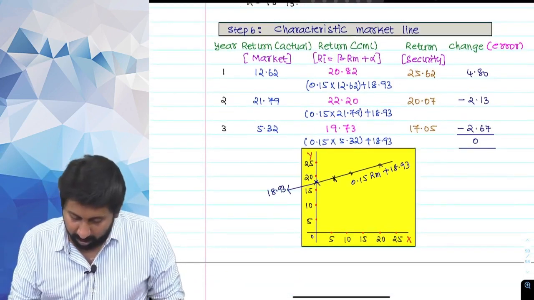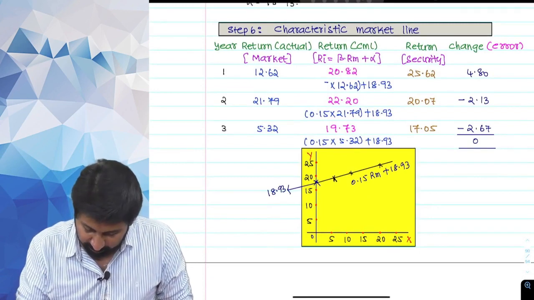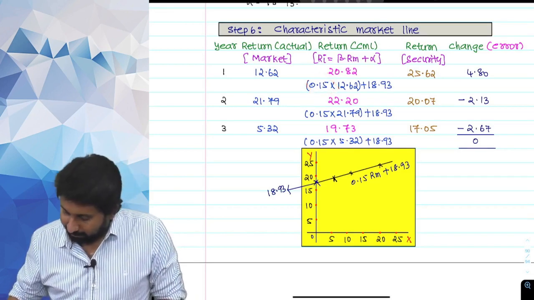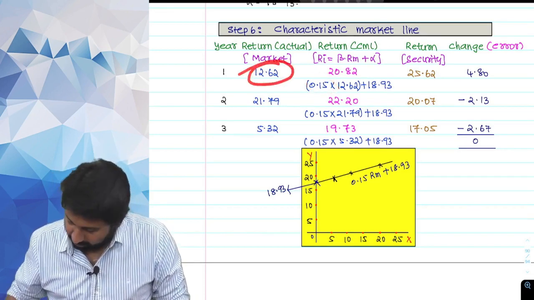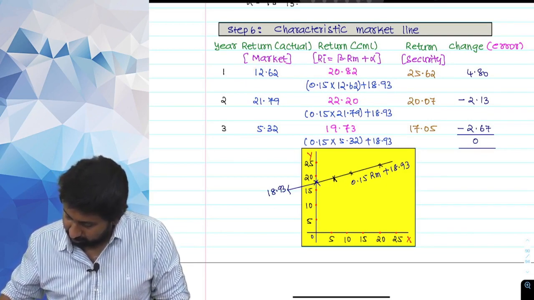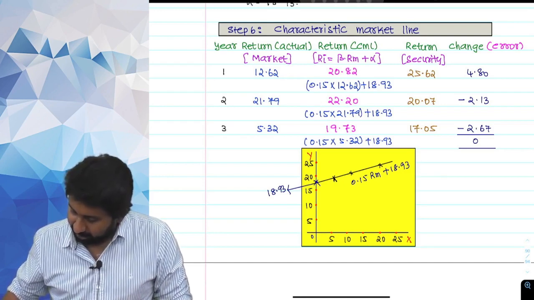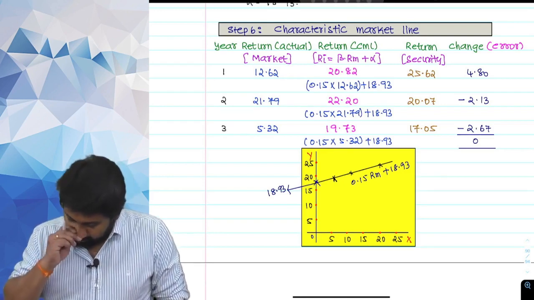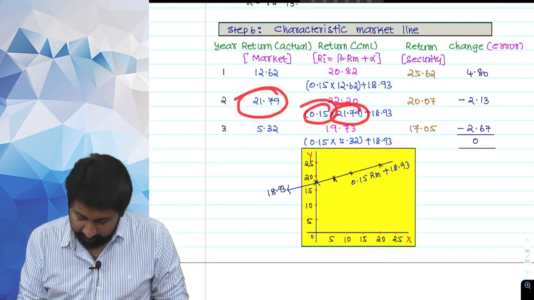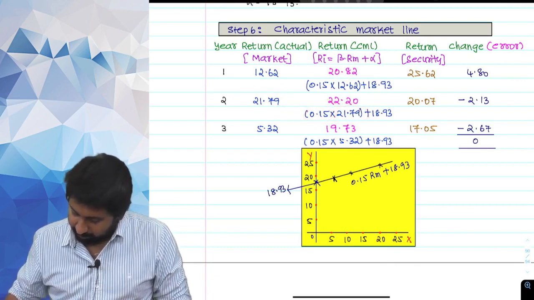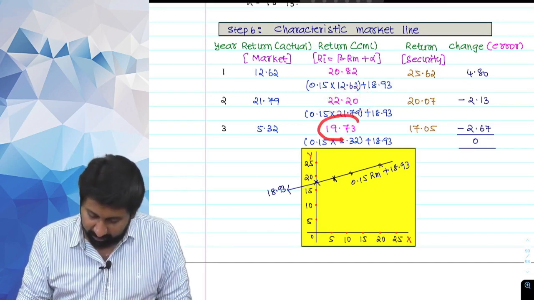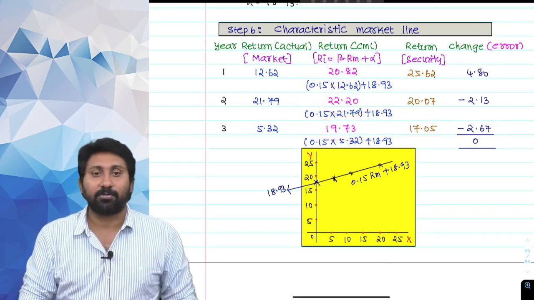Now, beta Rm plus alpha. How much is the beta? We already calculated it: 0.15. Beta into Rm, which is 12.62. 0.15 into 12.62 plus 18.93. How much is the answer? 20.82. Next, beta Rm plus 18.93 gives 22.20. Like that we calculated. Now tell me, these three are called what?